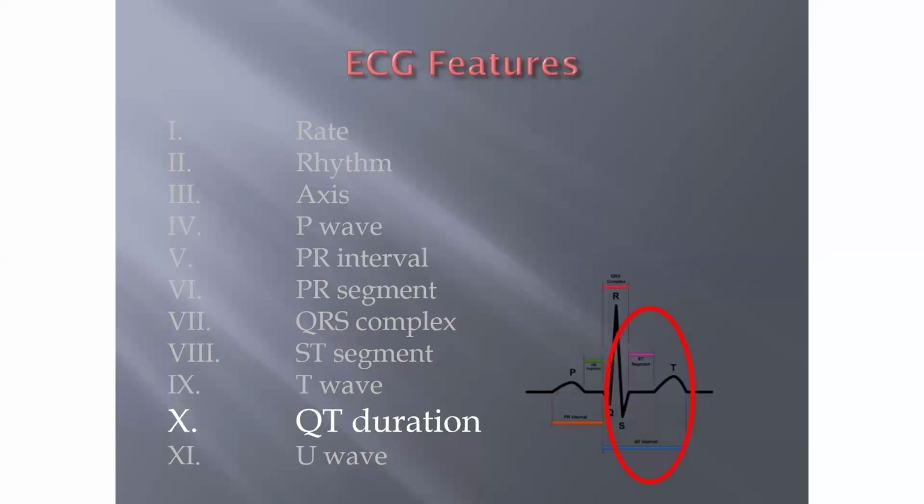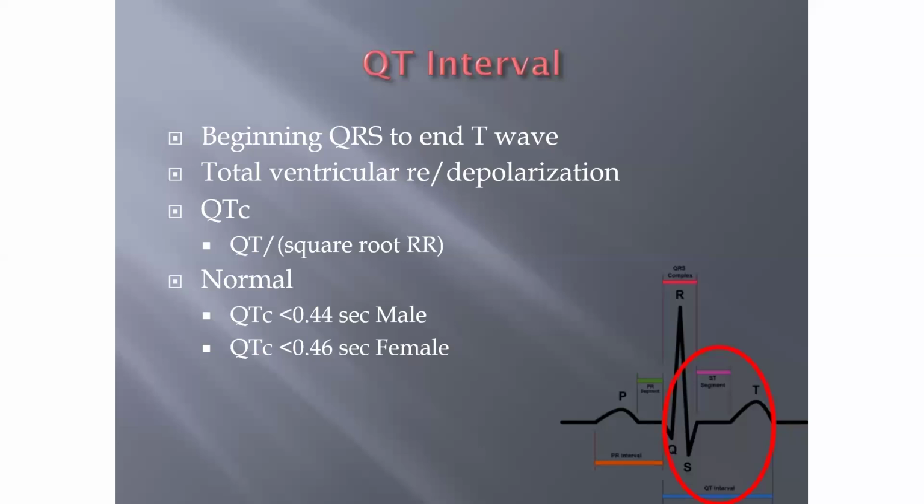In terms of QT duration, of course, you look at your QT interval. It is measured from the beginning of the QRS to the end of the T wave. Of course, it shows the total ventricular repolarization plus depolarization in your patient. It should be normal in males, less than 0.44, and of course, you start worrying in females when it is more than 0.46 of a second.